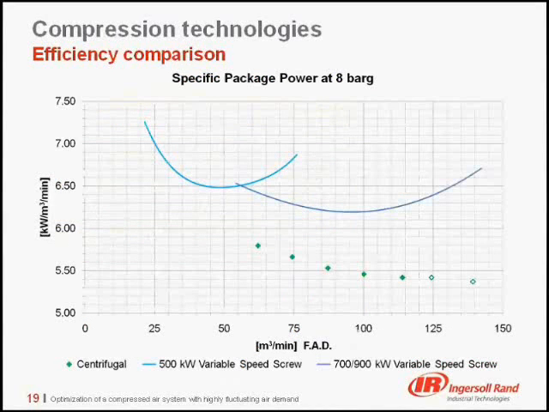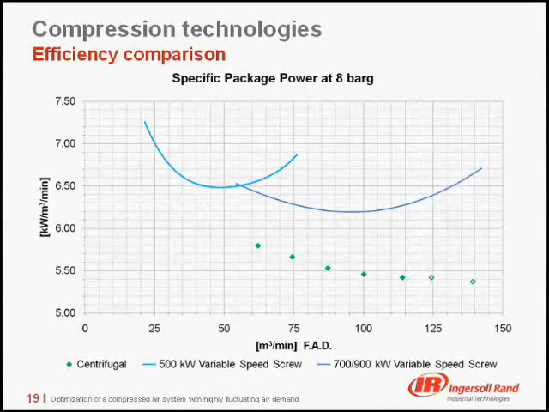This slide compares the specific power at 8 bar gauge of different centrifugal models with large variable speed screw compressors. Note that each green dot or each green square for the centrifugal represents the specific power of one single machine at design flow only. It is not a curve over all the regulation range as for variable speed compressors.